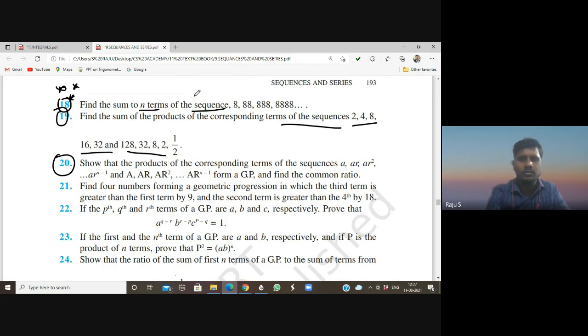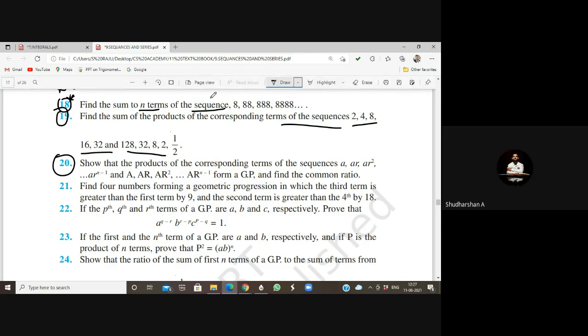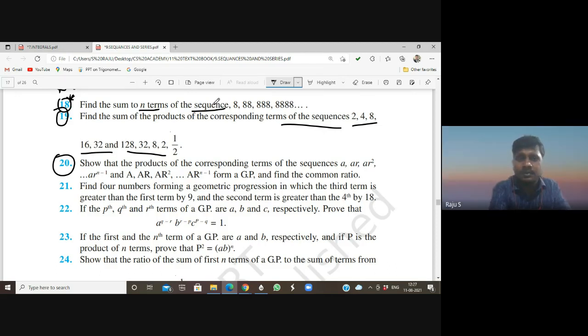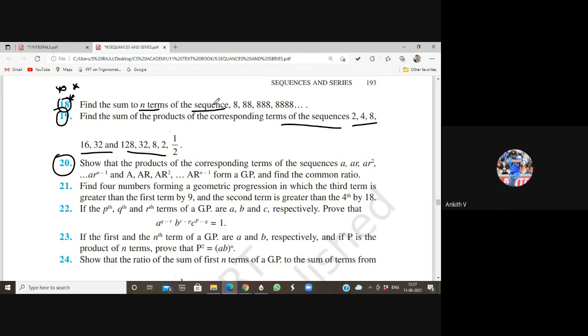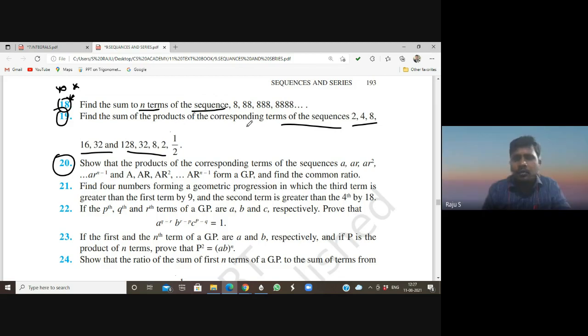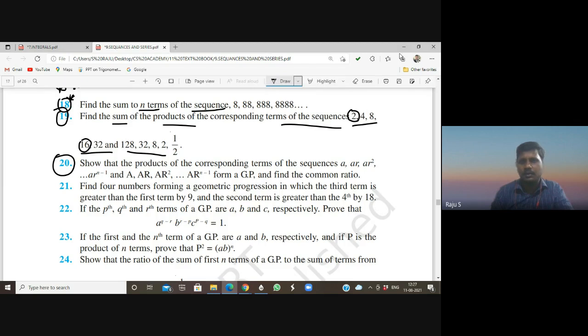Sir, these are two different sequences, or we should calculate together, or we should find sum and product in each sequence? No. Together. They're asking for the sum of the product of corresponding terms of the sequences. So what is the first term here? 2. What is the first term here? 128.